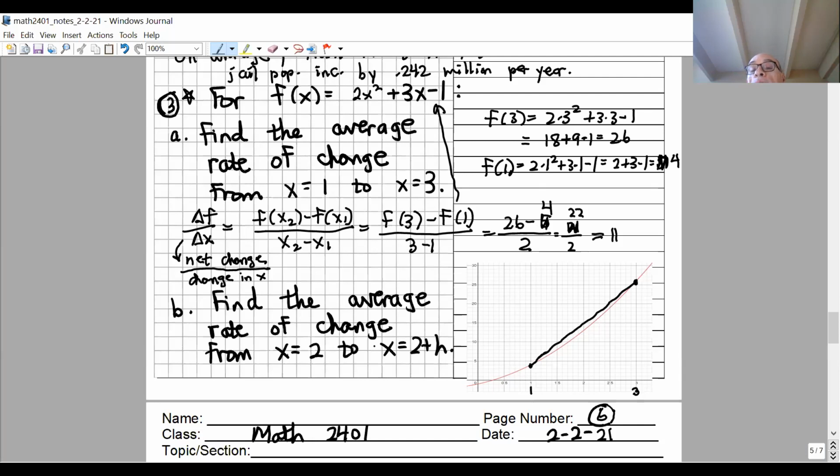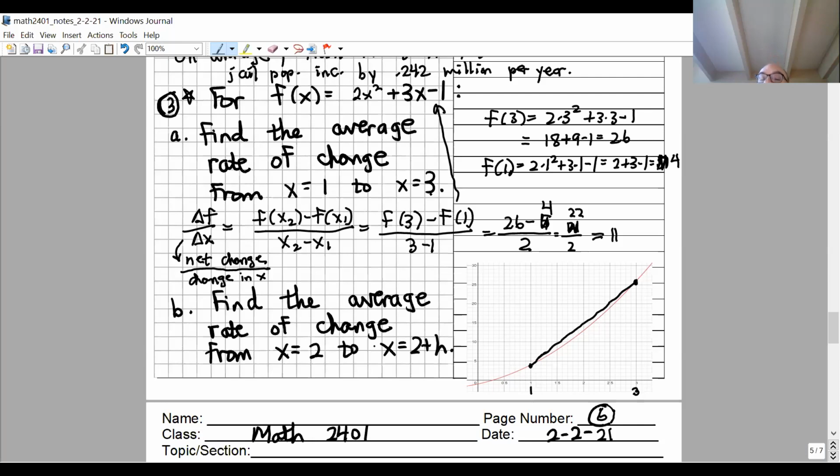There's the calculations up here. And we also calculated f of 1. That turned out to be 4. I think I made a mistake in those calculations at some point, but anyway, that turned out to be 4. And so we have 26 minus 4, divided by 3 minus 1. So that's 22 over 2, which is 11. So there's the actual answer to this question. The average rate of change from x equal 1 to x equal 3 is 11.